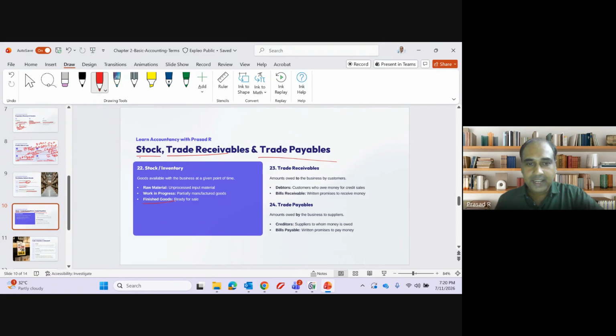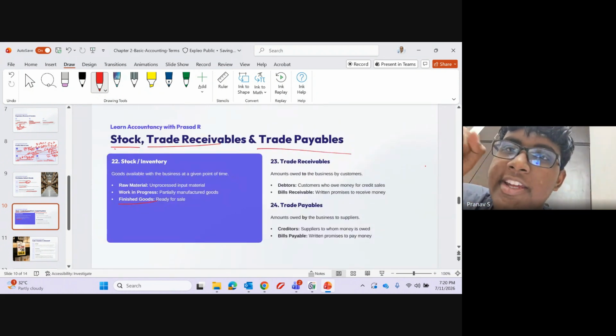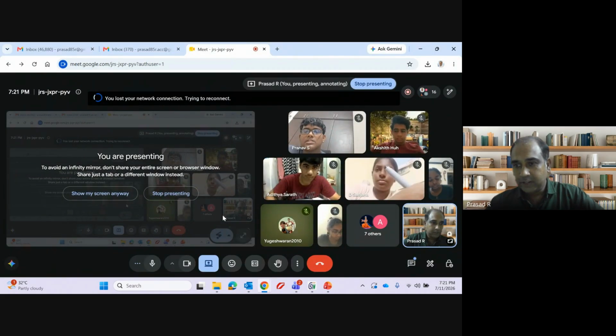Stock is of three types. It can be of raw material. It can be of work in progress. It can be of finished goods. Three things: raw material, work in progress, and finished goods.